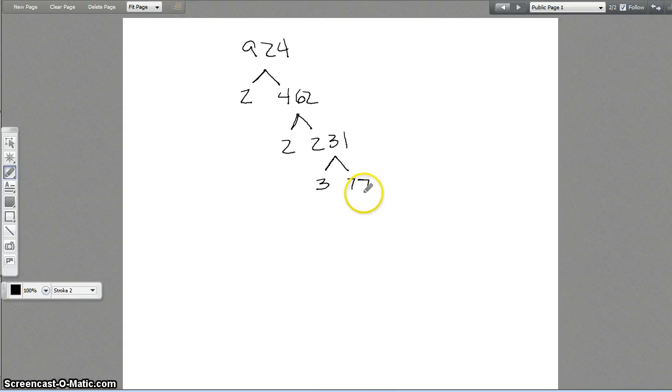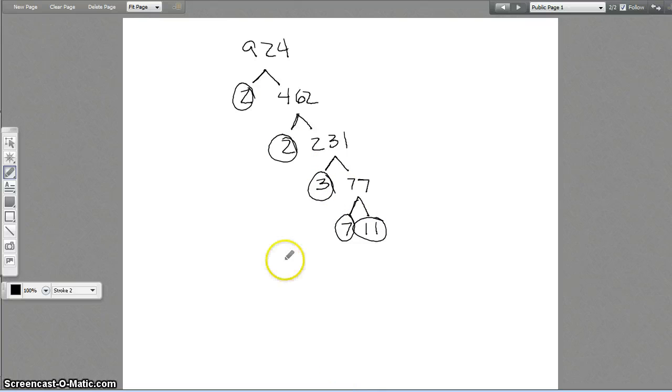Well, 77 is not even, so it can't be divided by 2. 7 and 7 adds up to 14, which is not a multiple of 3, so we can't divide it by 3. It's not a multiple of 5 because it doesn't end in a 5 or a 0. The next prime number is 7, and you can tell 7 does go into 77. 7 goes into 77 11 times. And now we have broken it down into its prime factors.